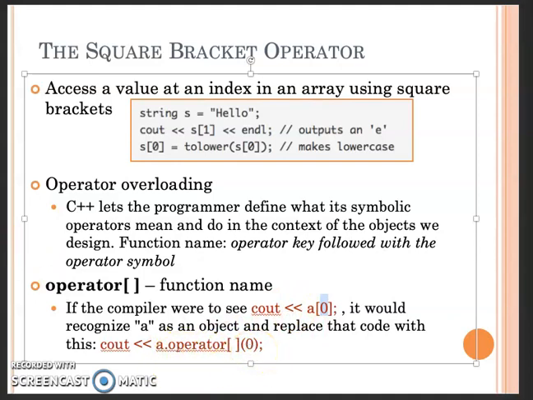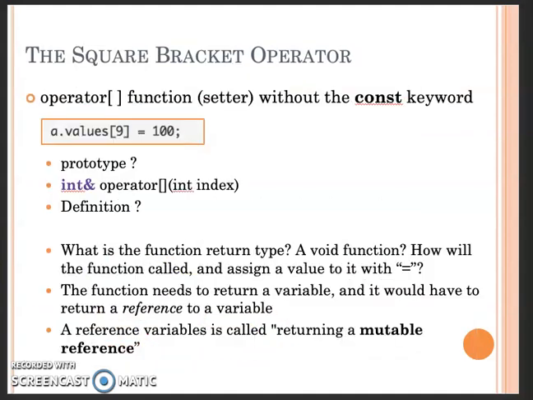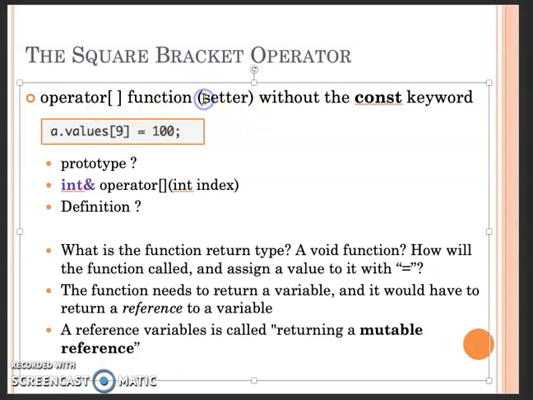If I want to write the operator's setter function first, because earlier we saw our square bracket function has a setter and a getter, let's do the setter first. The setter is the one without the const keyword. So the first thing is what your function prototype is, and how you will define that.